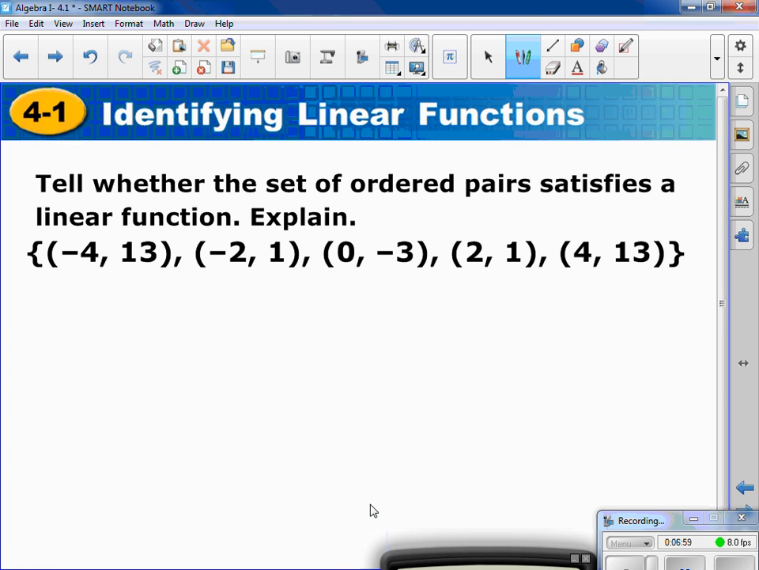How about this one? All of my x values, what's happening? All of these ones are +2. What's happening from here to here? Subtract 12. How about from here to here? Subtract 4. So this one subtract 12. This one subtract 4. This one's add 4, and this one's add 12. It's not the same number, so it's not linear.